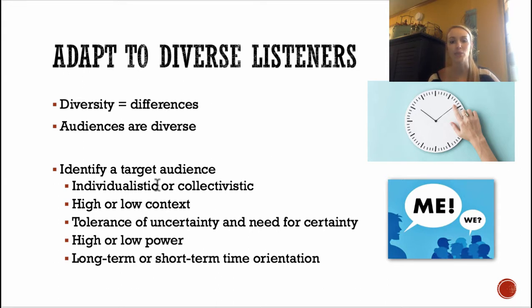So adapting to diverse listeners is pretty complex, but it's something that we can do as long as we're taking that time to really survey and get to know our audience and learn from our previous speeches. So by speech 4, hopefully your relationship with your audience and your knowledge of your audience is pretty clued in.